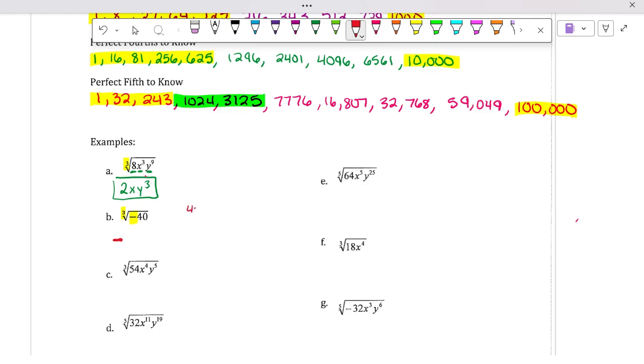So 40 is not a perfect cube, so we need to break it down into two numbers that are. Which, if you think about it, that would be 5 and 8. So 8's the perfect cube. If you take the cube root of 8, you get 2. So this will be 2 on the outside, and then you're left with the cube root of 5 on the inside.